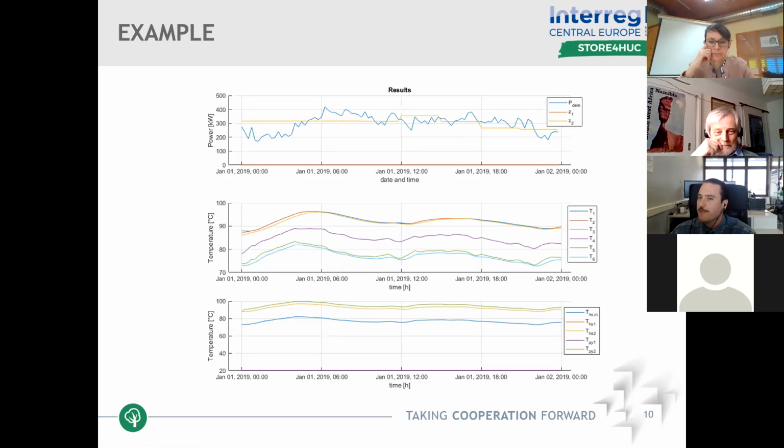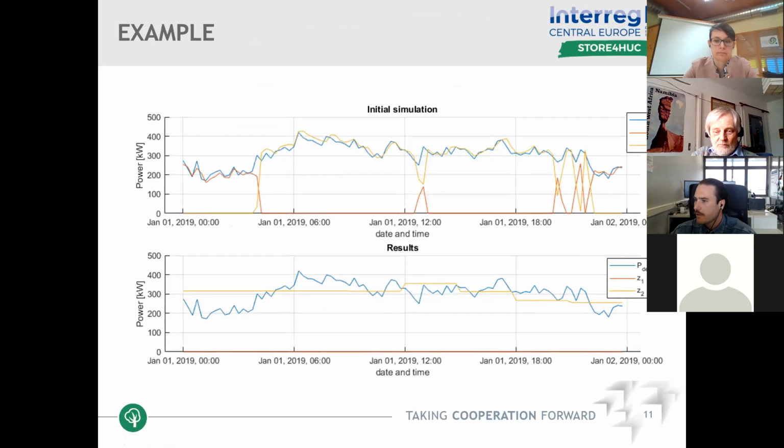The price in euros saved, I didn't put here because it's just a bit less, but the efficiency of the boilers and the respected constraints are respected. So this is just a closer look at the powers used. The second one, the optimized one, looks much better.